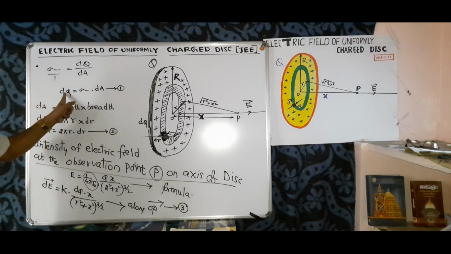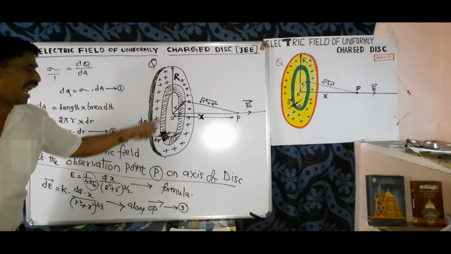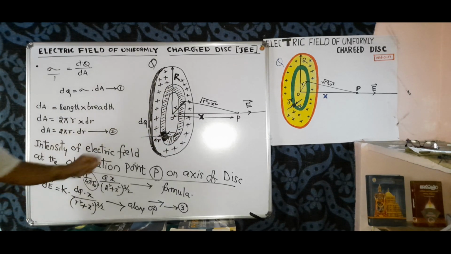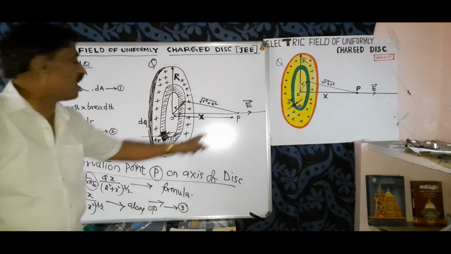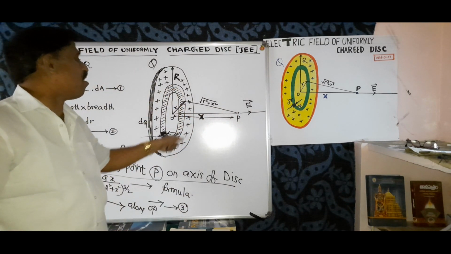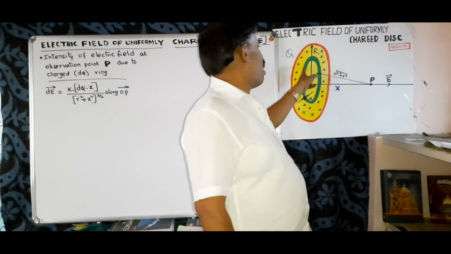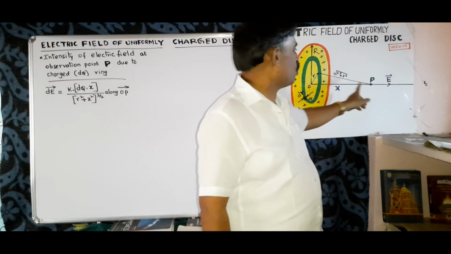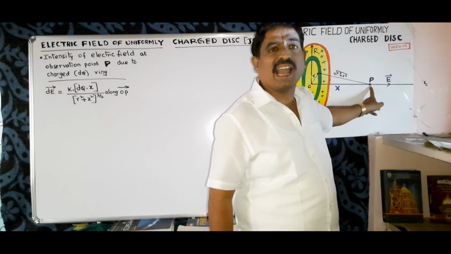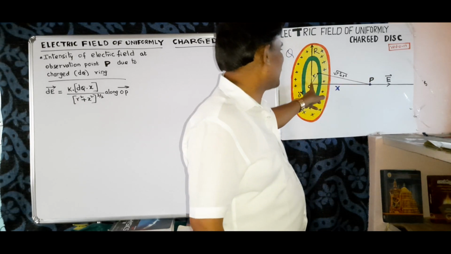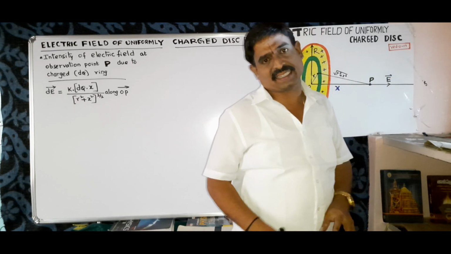This is the small amount of charge on this ring. This is the small area of the ring. This is the electric field produced on the axis of the ring at this point due to the circular ring of charge dQ. The small ring with center O produces a small amount of electric field at the observation point P, which is on the axis.